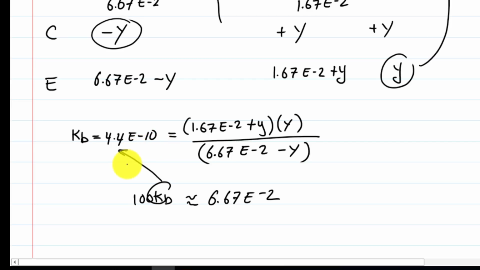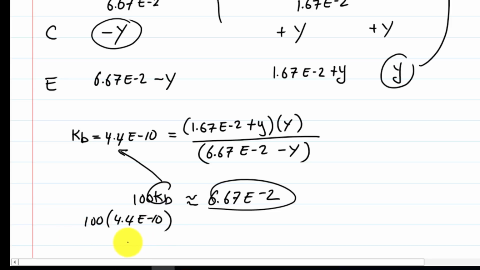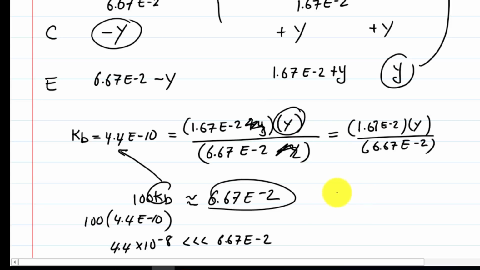Which turned out to be still a very small number compared to our initial concentration. Let me do the math for you, so that way you know what it's going to look like. So we take this, Kb, 100 times 4.4 e to the negative 10, and that turned out to be 4.4 times 10 to the negative 8, which is a lot smaller than 6.67 e to the negative second. So now we can ignore this. There you go.